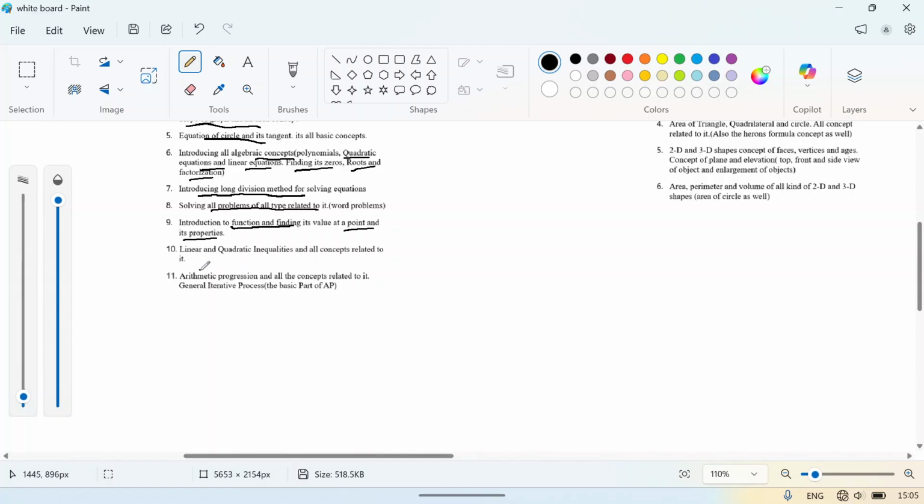Then linear and quadratic inequalities, and all concepts related to inequalities, we are going to cover in topic number 10. And in the last topic, we are going to cover arithmetic progression and all concepts related to it. We also call it AP.